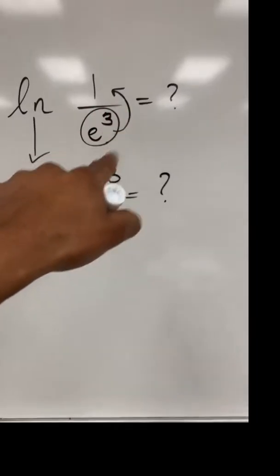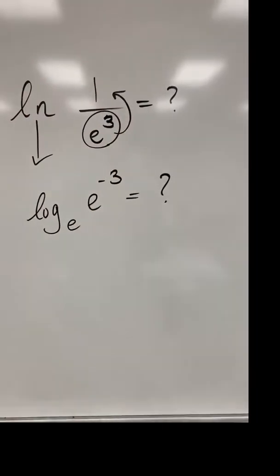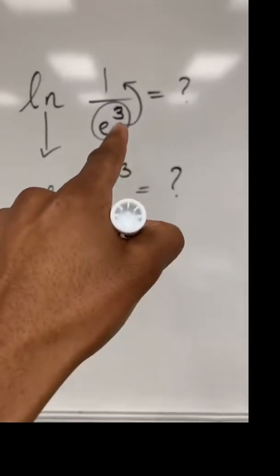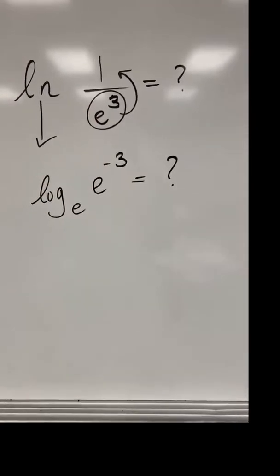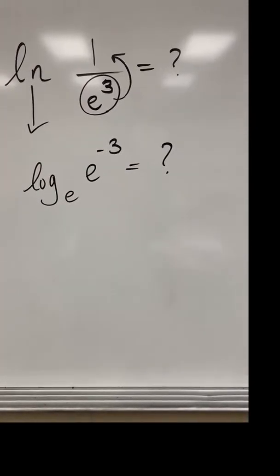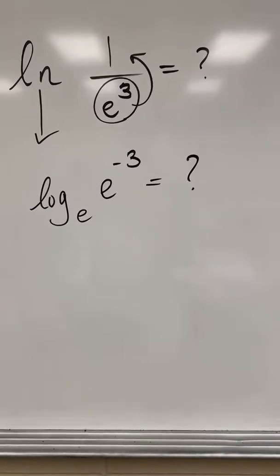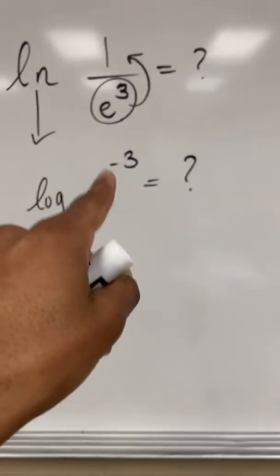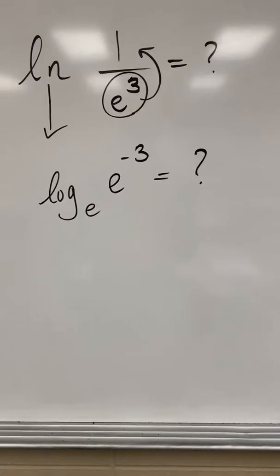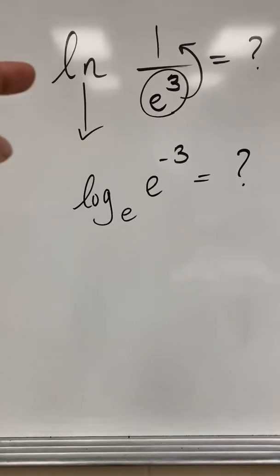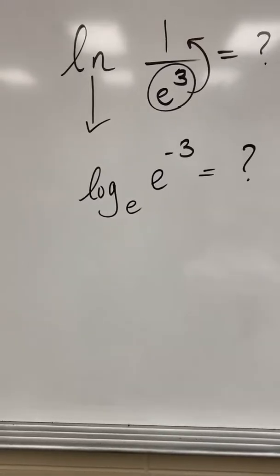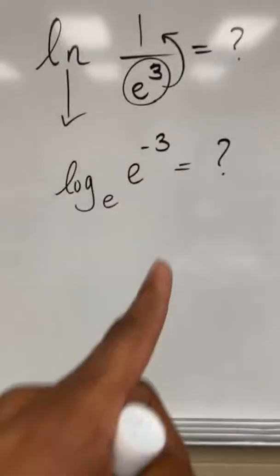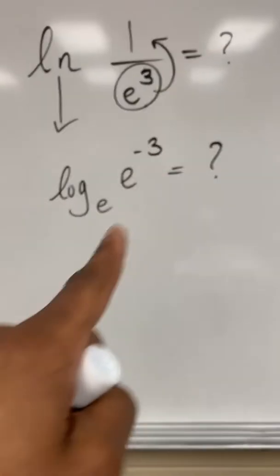Remember, this right here in the denominator can be moved into the numerator if you change the sign of the exponent. So now 1 over e to the third, when you basically get rid of the fraction form, is just e to the negative third. And remember, by definition, natural log is a logarithm with a base of e. So I made two changes to this one problem so that it looks like this.